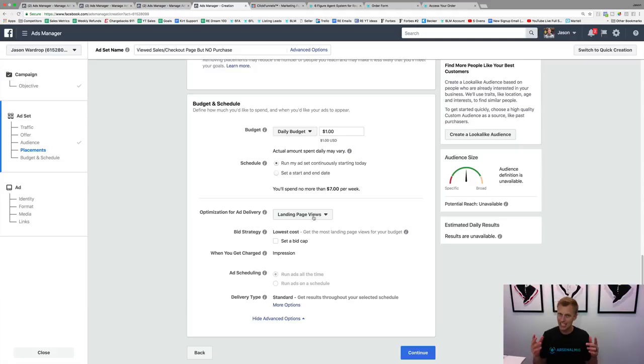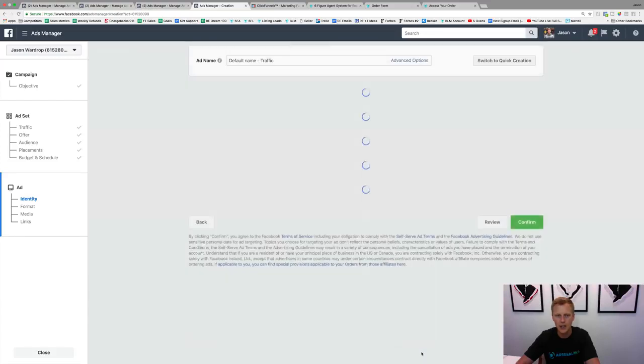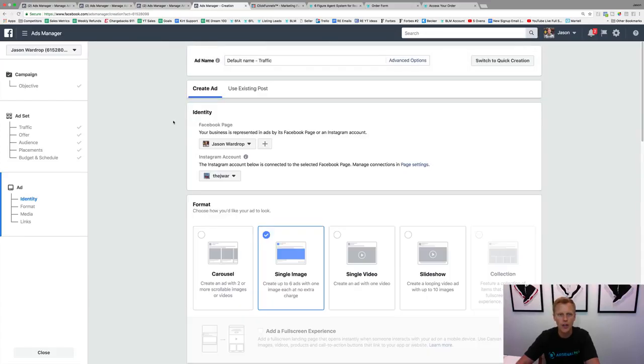Okay, so that's just some good information to have. If someone has bad cell service and their LTE is slow or their Wi-Fi is bad or whatever, and they click on it, it's going to count that click, but it's not going to really give you the true data of people actually hitting that page. Okay, so now when we come down here, we'll just hit continue, and we're going to go through and create the ad.